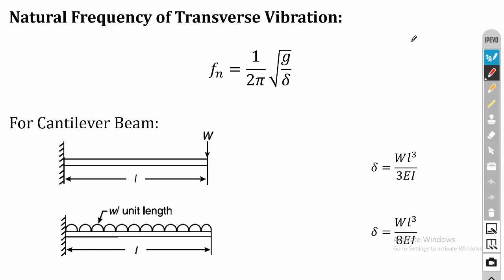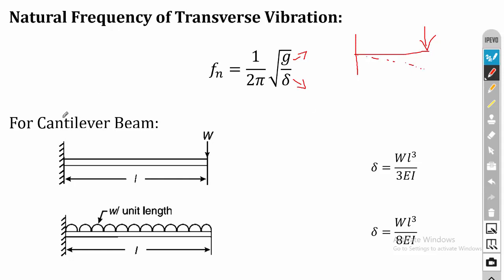Transverse vibration means the system will vibrate perpendicular to its axis. So the system will vibrate like this. Mostly the beams are subjected to transverse vibration. The equation for calculating the natural frequency for a transverse vibration system is Fn is equal to 1 by 2 pi root of g by del. Here g is the gravitational force and del is the deflection because of the load acting.